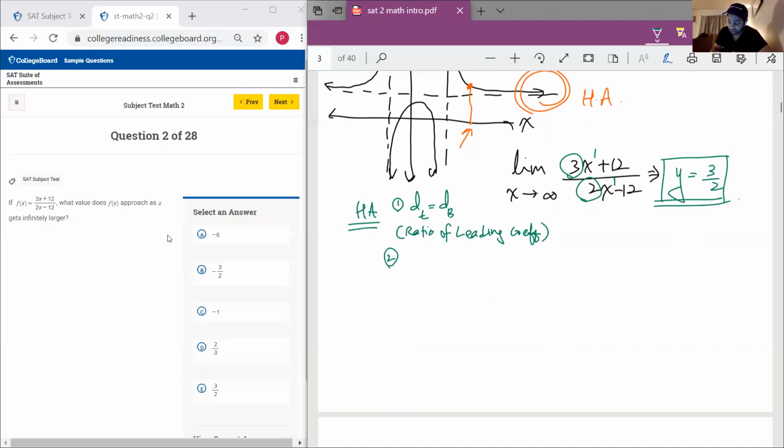Quickly, even though we haven't applied it, if degree of top is bigger than degree of bottom, you don't have any horizontal asymptotes. There's a special case where if it's 1 more than the bottom, then you have a slant asymptote, but at the same time, the slanted line is not horizontal. So technically, there's no horizontal asymptote. Then if degree of top is less than degree of bottom, you have y equals 0, or the x-axis, right?